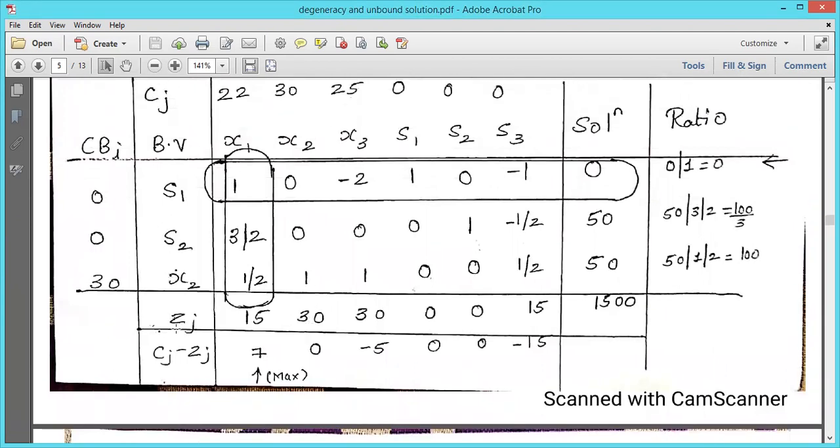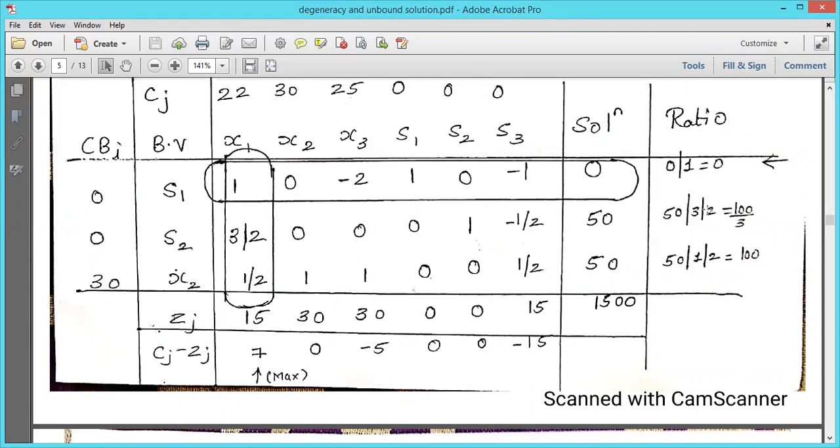Now we have to find the zj values. z1 will be 50, z2 30, z3 30, z4 0, z5 0, z6 15, and the solution obtained is 1500. Cj minus zj is 7, 0, minus 5, 0, 0, minus 15. Among all these values, 7 is maximum. So this is our key column.